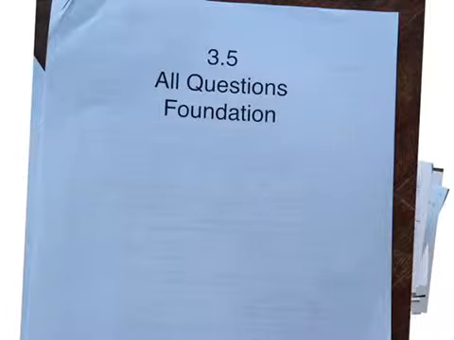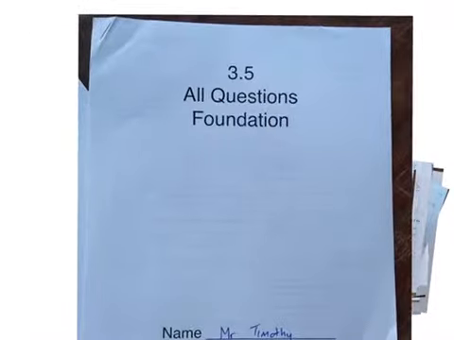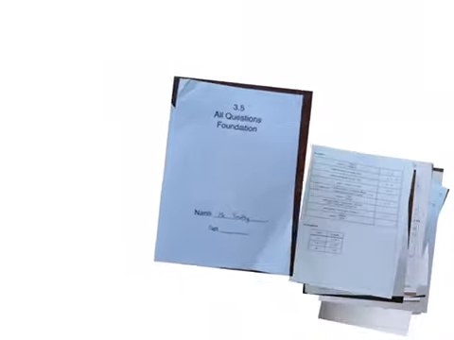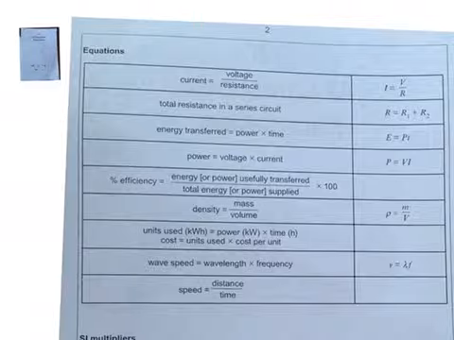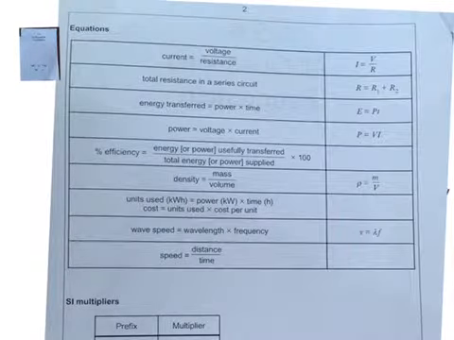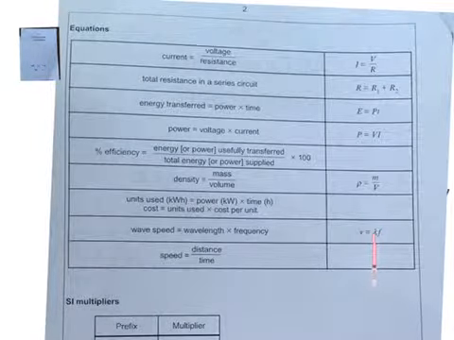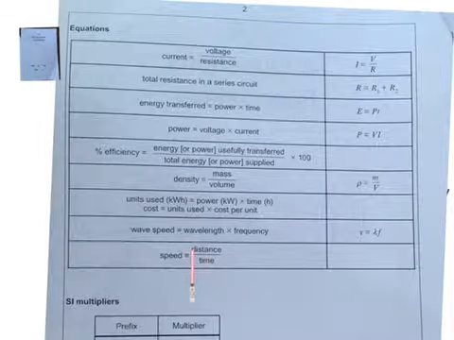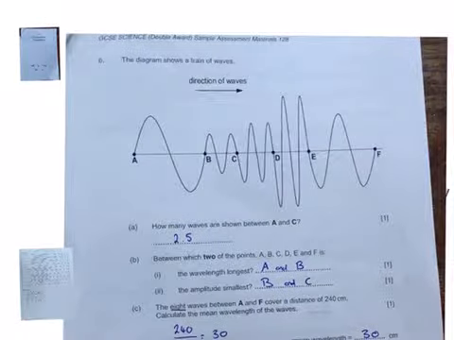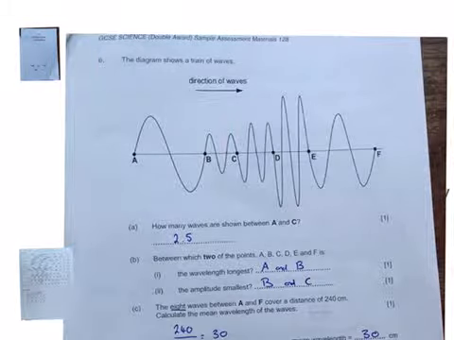Okay, so we're here with 3.5, all of the questions for foundation that's ever been in WJC. There's the formula sheet, and we're going to be focusing on this one mainly. This one might pop up from time to time, which is speed equals distance over time, but I'll put that down there. And first question, because it's question 6, it's going to be the start of the higher paper here, but even though this is foundation, there's a crossover.